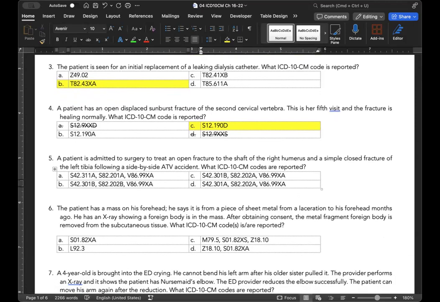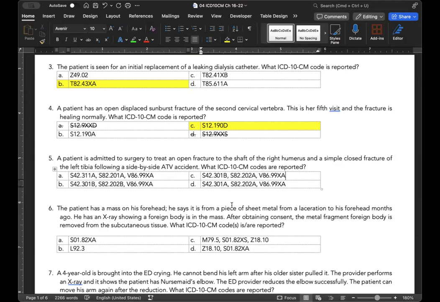Okay, go ahead and move on to number 5. A patient is admitted to surgery to treat an open fracture to the shaft of the right humerus and a simple closed fracture of the left tibia following a side-by-side ATV accident. Okay, so for this one, we can do the S42.301. We have 2 that have letter B, 1 that has letter A.